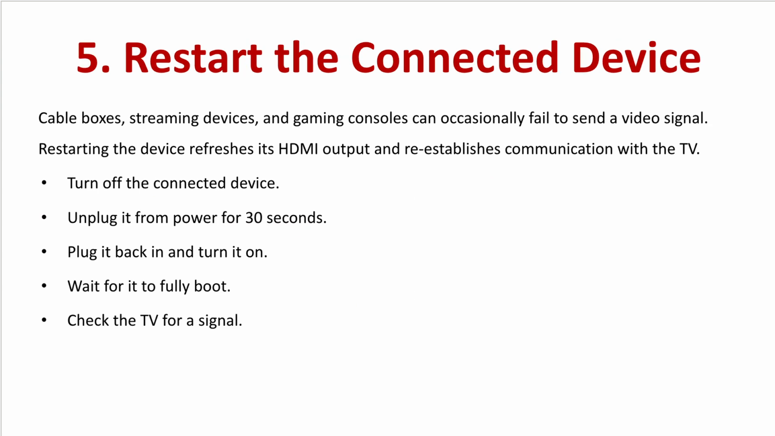Fifth one is restart the connected device. Cable boxes, streaming devices, and gaming consoles can occasionally fail to send a video signal. Restarting the device refreshes its HDMI output and restabilizes communication with the TV. Turn off the connected device. Unplug it from power for 30 seconds, plug it back in and turn it on. Wait for it to fully boot. Check the TV for a signal.